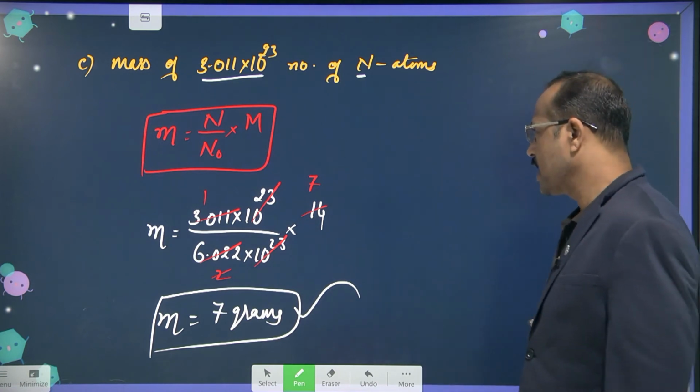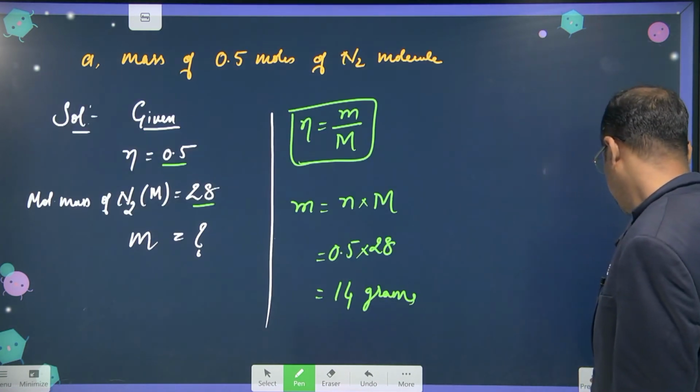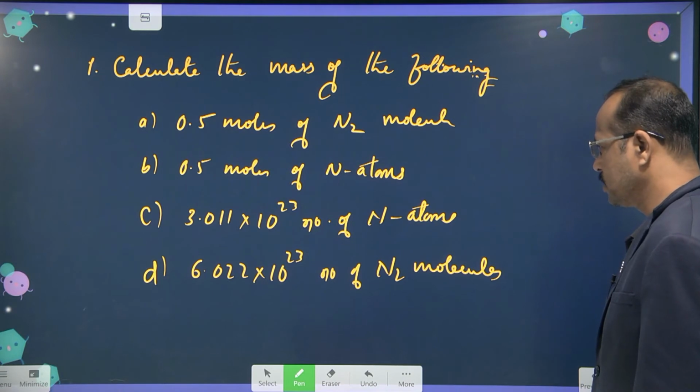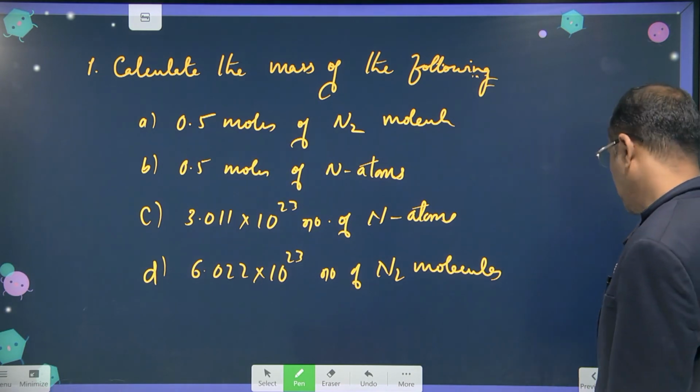In a similar way, the last one also you do: 6.022 into 10 to the power of 23 number of nitrogen molecules.